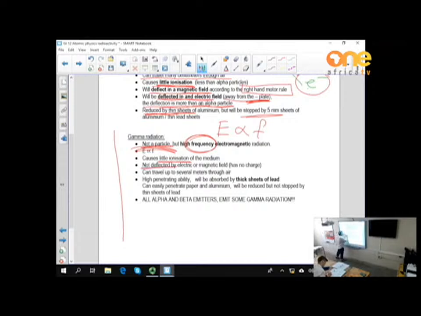Okay? It will not be deflected by an electric or magnetic field. Why not? It's not charged, so it can't be deflected. It can travel up to several meters through air because it's not a particle. Okay, it can travel quite far. It will have a very high penetrating ability. We would be able to absorb it using very thick sheets of lead, but it can very easily penetrate paper and aluminium. It will be absorbed, but not perfectly stopped with thick sheets of lead.